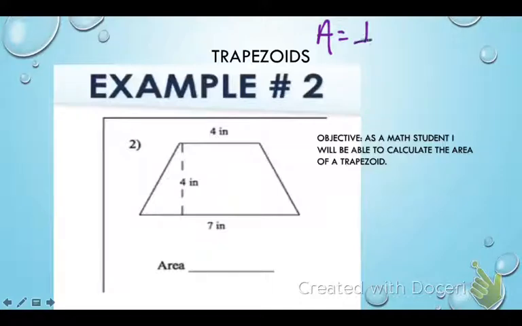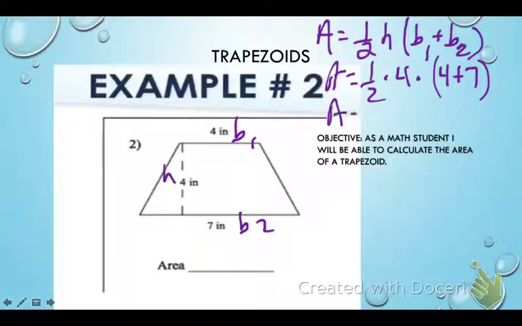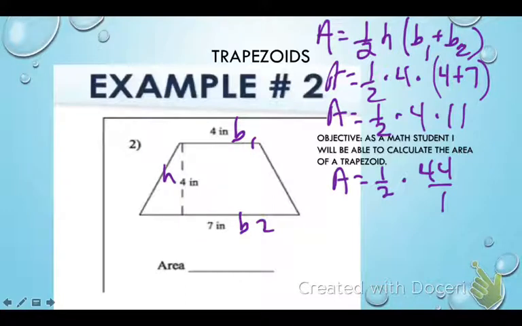We got 1/2 times the height times the sum of the 2 bases, right? Base 1, base 2. Remember, bases are parallel. Here's base 1, here's base 2, here's our height. And so we take A equals 1/2, and our height is 4, and our bases 4 plus 7. All right, we got 4 added to 7. Put it in there. And then we have A equals 1/2 times 4 times 11, which is 1/2 times 44, if you're going to stay in fraction form, over 1.